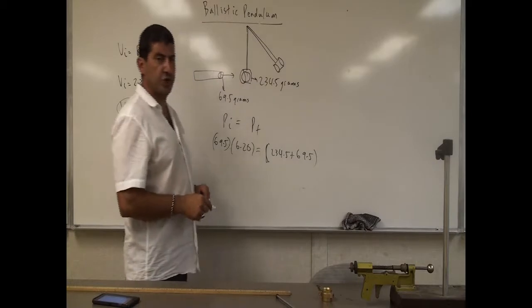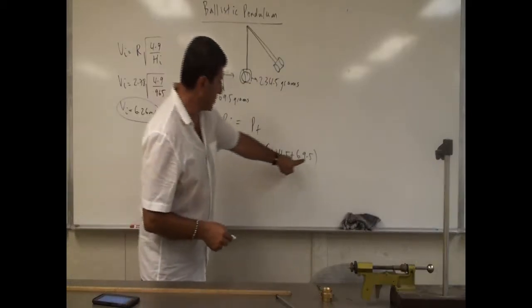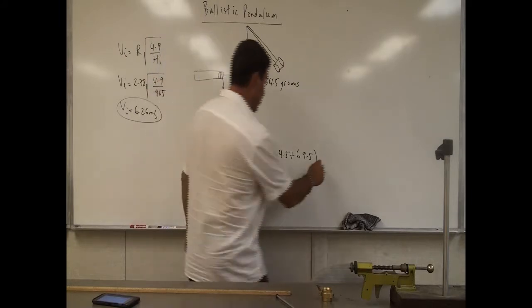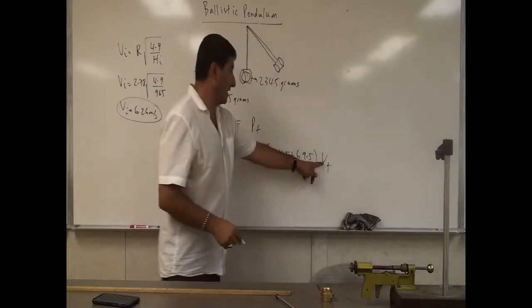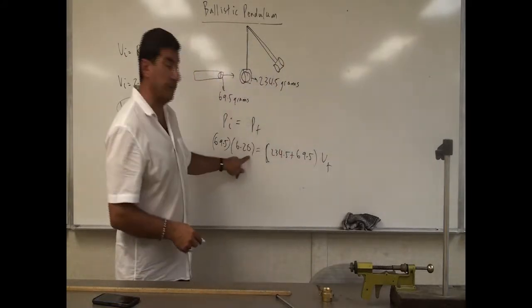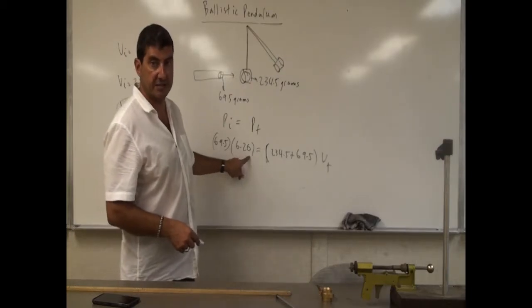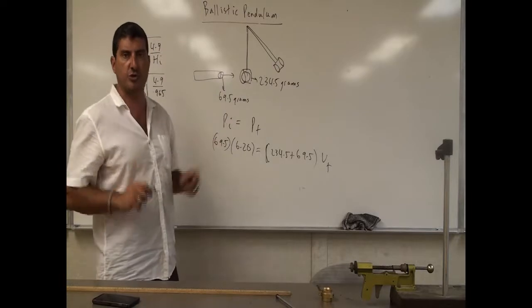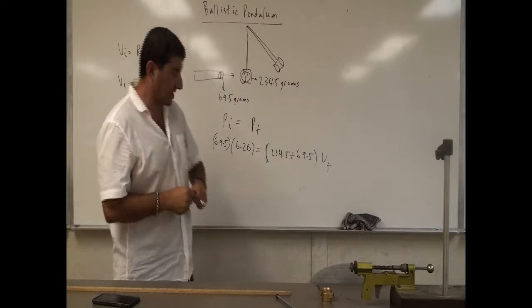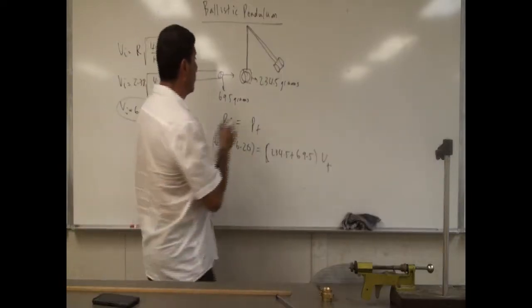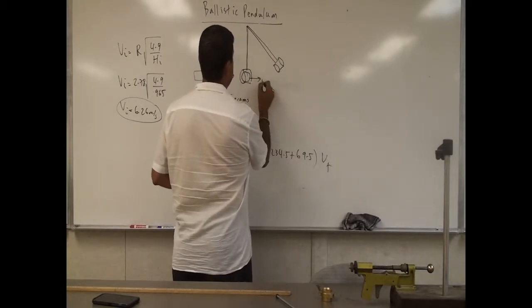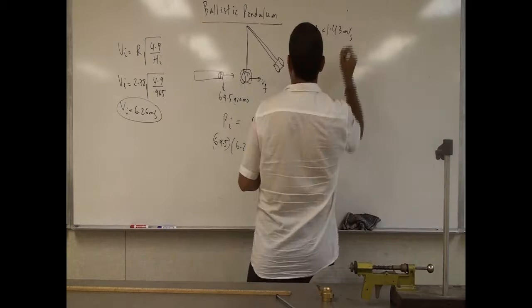Notice I didn't have to change from grams to kilograms, because if this is grams and this is grams, they cancel, and then I multiply this by V final, and the final velocity comes out in the same units of meters per second. So I don't need to change it. As long as this is grams and this is grams, I don't need to change to kilograms. So now let's calculate our estimate of what V final is.